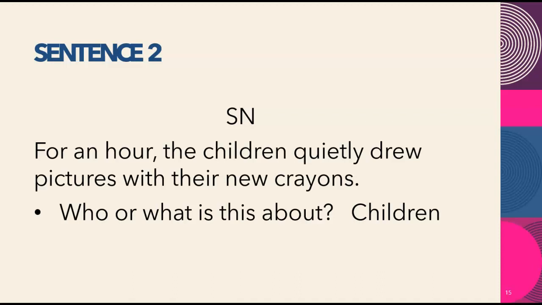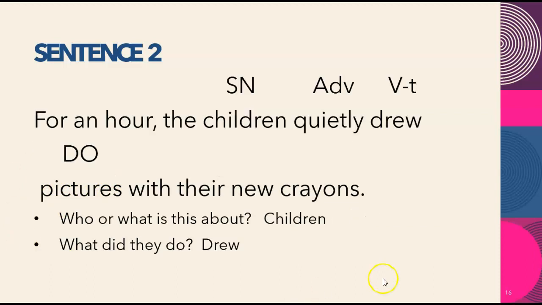Now the second question, we still want to ask, what are those children doing? And we know that they drew. So in a second, we're going to put verb transitive, but we also want to ask the other question. The children drew what? And it's pictures again, the direct object. So here is all of that labeled. And I labeled one new thing, and that is the adverb. How did they draw? It's an ly, so we know it's an adverb there.